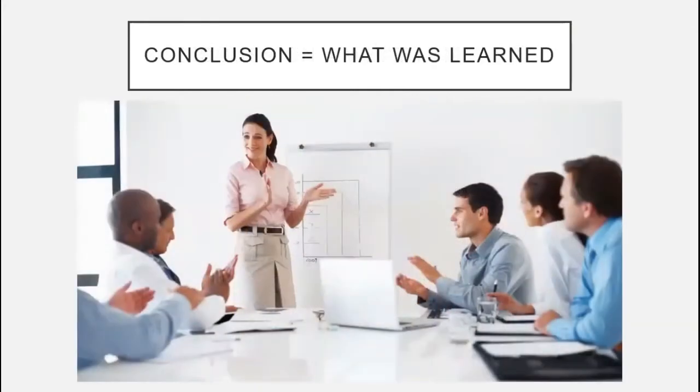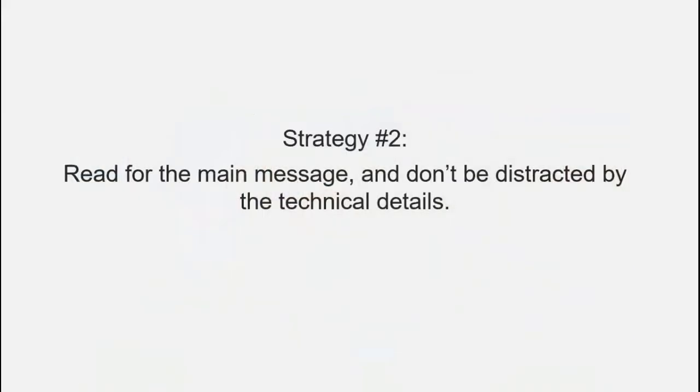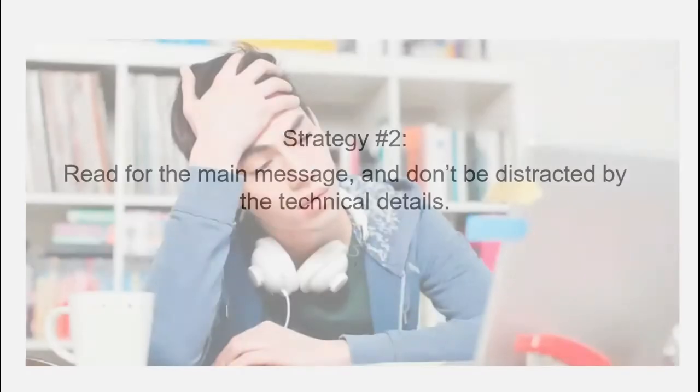The conclusion discusses final thoughts such as how the study answers the research question or hypothesis, how the study contributes to the field, any limitations to the study, and recommendations for further research. Now that you know how a scholarly article is organized, let's discuss our second strategy. Read for the main message and don't be distracted by the technical details.